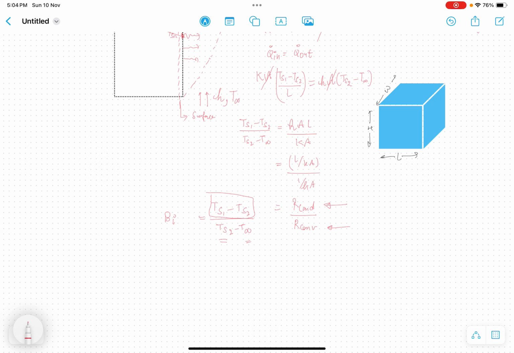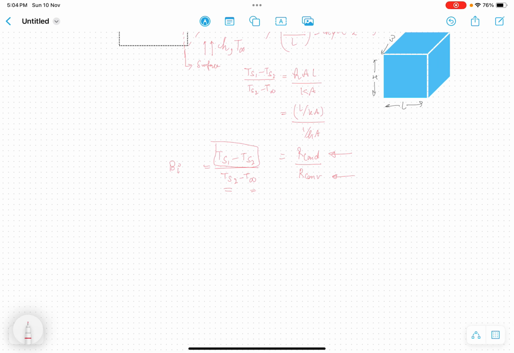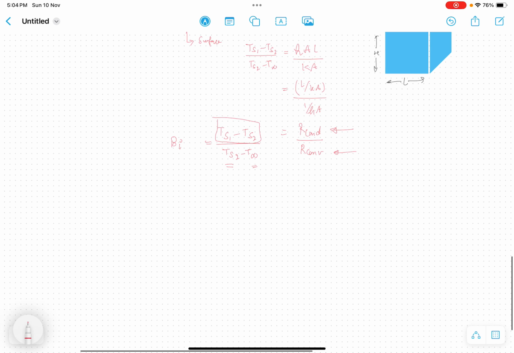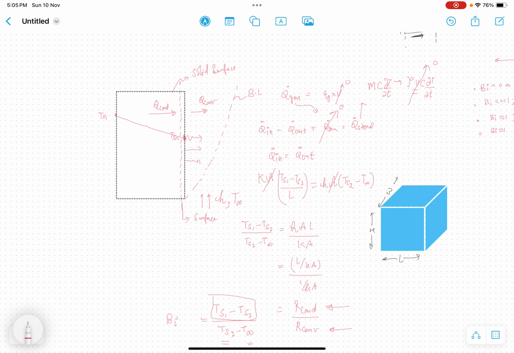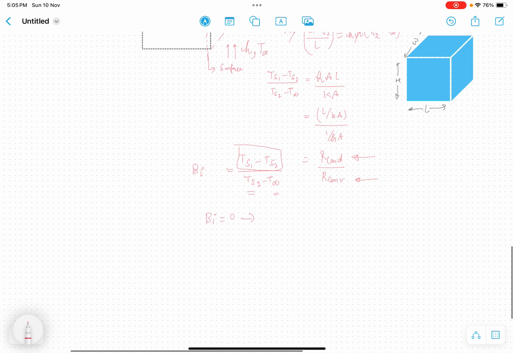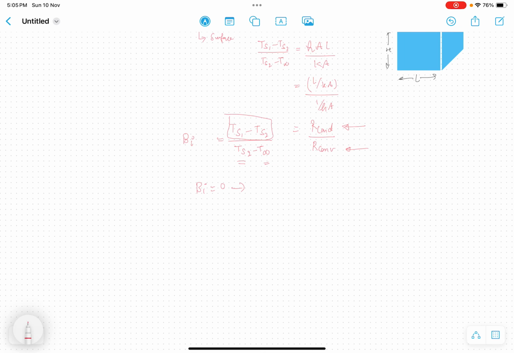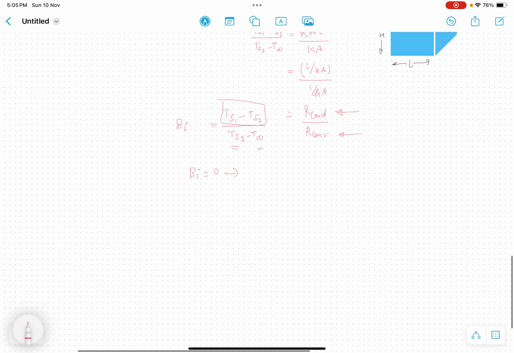Now for a perfect lumped body, there is a very special concept in unsteady heat transfer. A perfect lumped body has a Biot number of 0. What it means is that there is no temperature gradient within the solid body. It means two surfaces have the same temperature but still heat is conducting away. Okay, so when can this be possible? We can think of it, right?